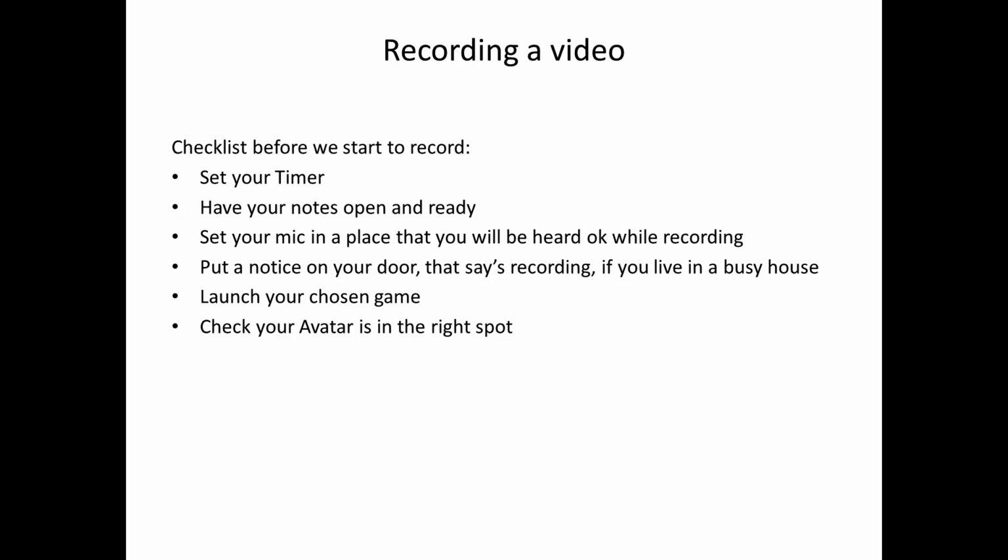So launch your game first of all, then go to the spot where you want to record your video, make sure everything's as it is, how you want to show it. Okay, minimize any chats. If you've got any chats going and you don't want everyone to see them, minimize them. Just check your avatar is in the right spot and ready for you to record. Next, and finally, load OBS. So there we go. There's a quick checklist of things to do before every video you make. Okay.